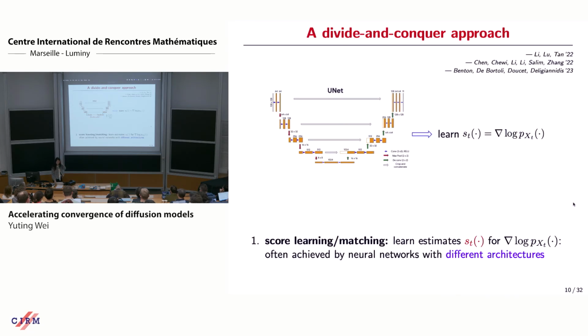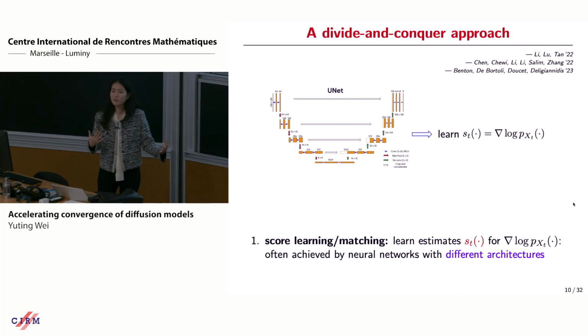Okay, so with that, now a common approach is to do this in a divide and conquer way, in the sense that people will divide this into two phases. The first phase will be trying to do score learning or score estimation or score matching, where you use your training samples to learn the score function. Okay, this is a purely statistical task. You can use your favorite statistical method to do score estimation, or you can also use your neural network to do that, up to you.